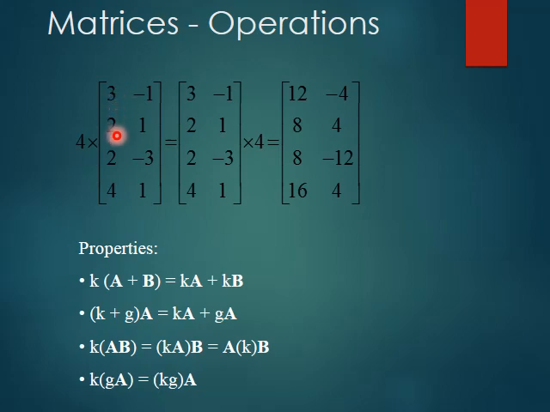So some properties of scalar multiplication are: K into (A plus B) will be equal to KA plus KB, (K plus G) into A will be equal to KA plus GA, K into (AB) will be equal to (KA) into B or A into (KB), and K into (GA) will be equal to (KG) into A.